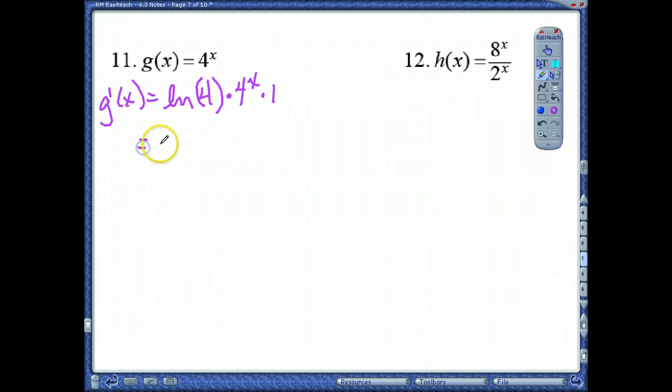So the best I can do with this, if I don't want to write parentheses out, is put the 4 to the x in front of the natural log. If I don't, then I will have to make sure that I put those parentheses around it.